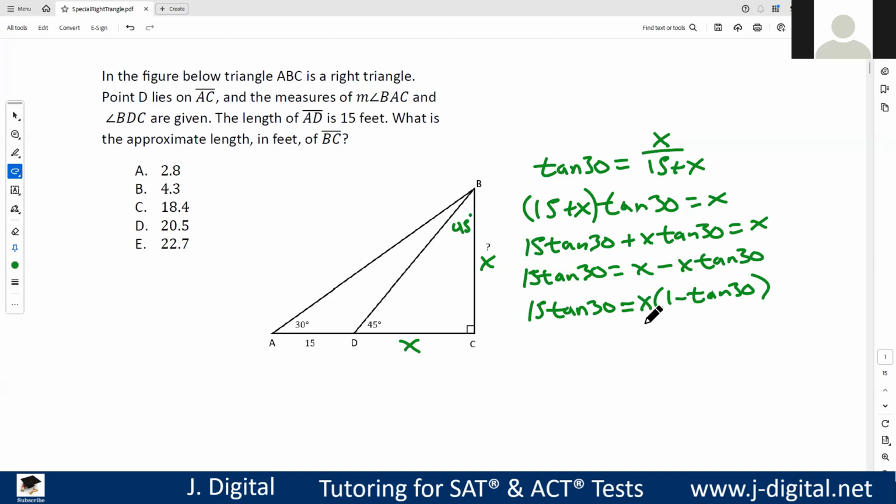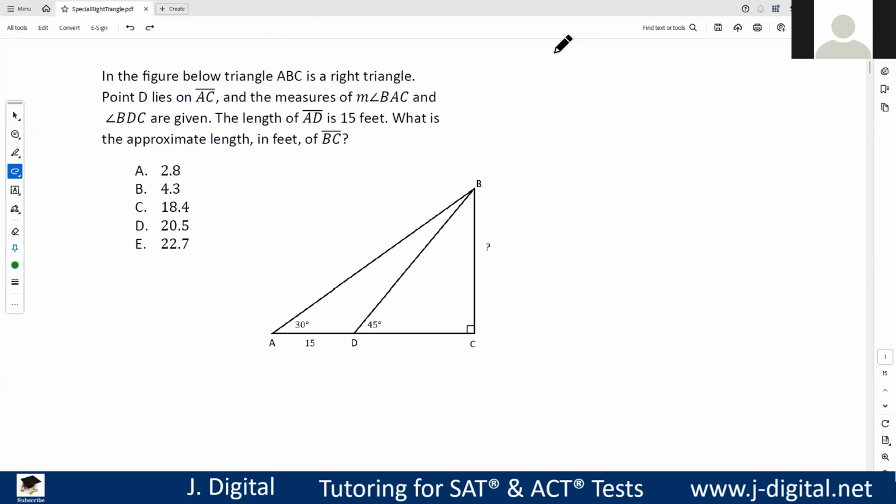And divide both sides by 1 minus tangent of 30. And use your calculator for that. 15 times the tangent of 30 divided by the quantity 1 minus tangent of 30. And you get about 20.5. So that's the algebraic way to solve it. Let's look at another method on how to solve it.